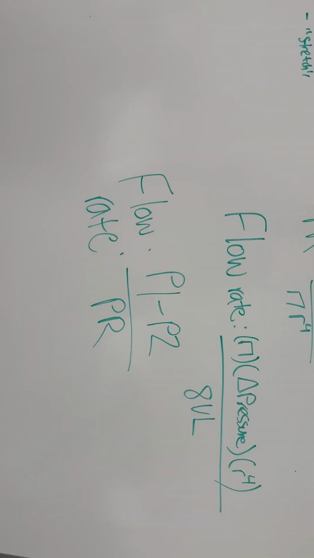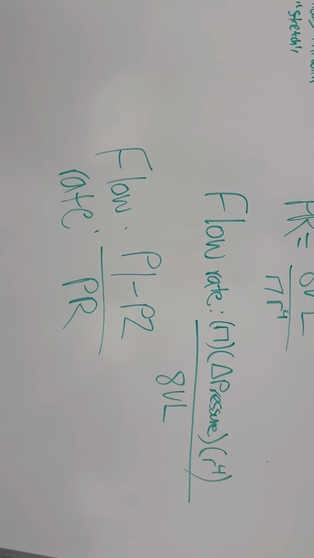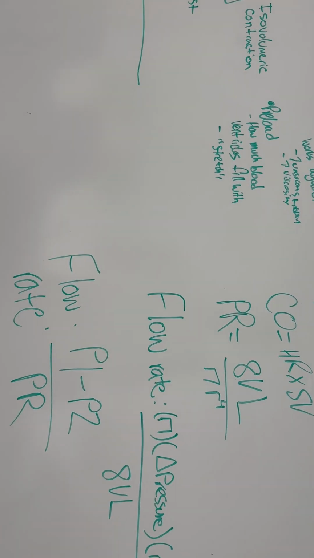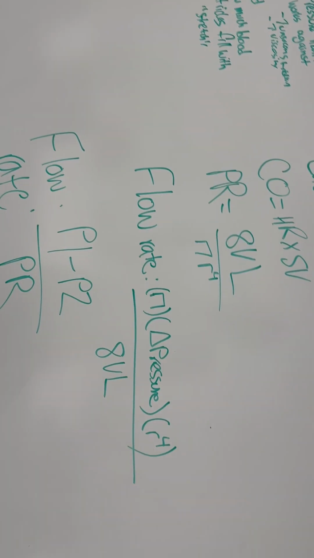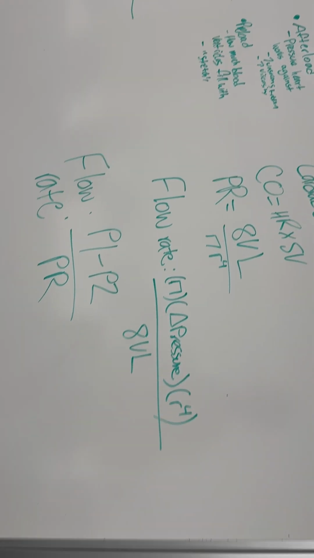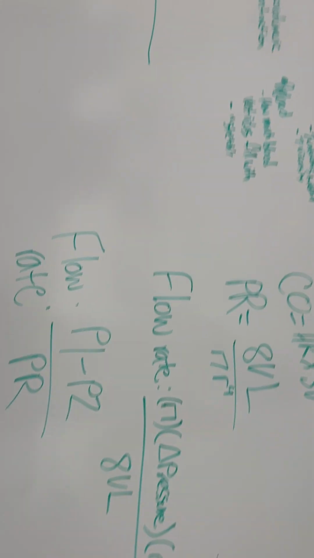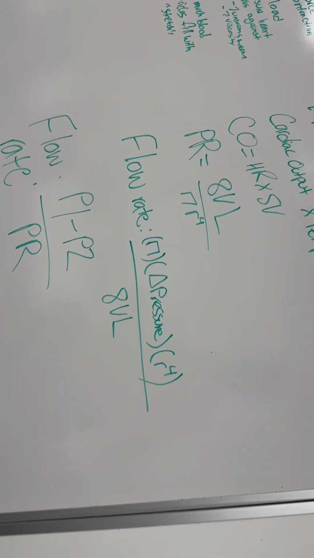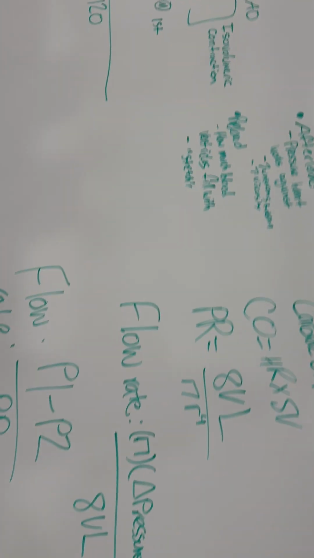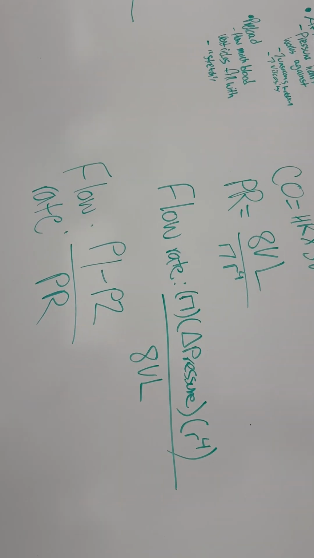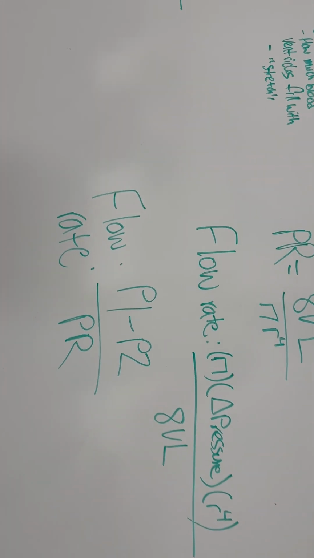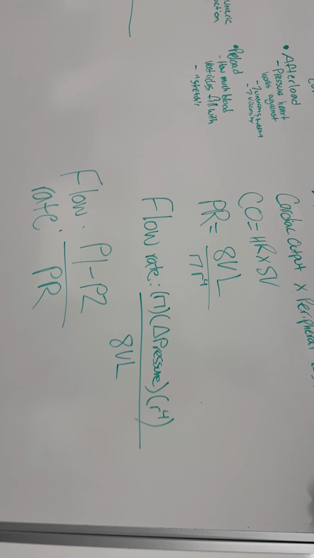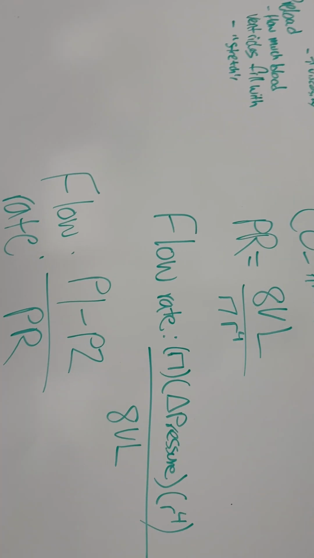And then for this class, flow rate is just going to be P1 minus P2 over PR. So if you have a tube and at the arterial side you have a pressure of 50, and then on the venous side you have a pressure that's like 10, then you would subtract 50 minus 10 and get 40, and then divide that by your peripheral resistance. So let's say that value is like 8, then you'd have a flow rate of 5. So this is just a simplified version of the equation above.